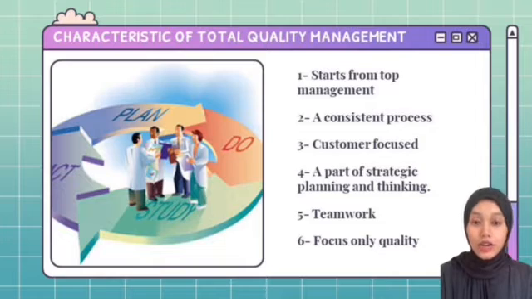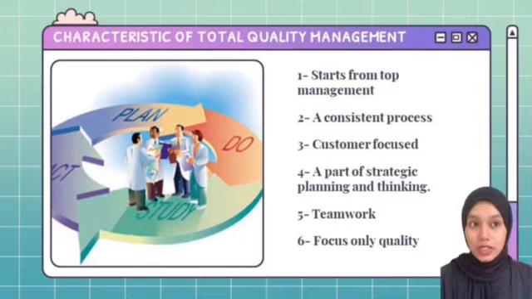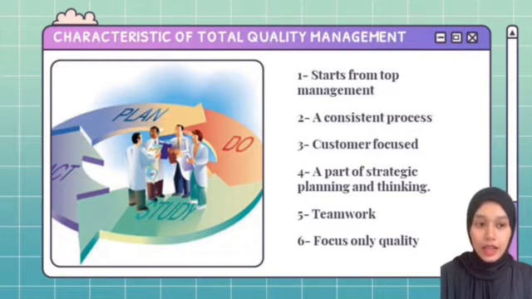Other than that is a part of strategic planning and thinking. Total quality policy is long-term planning. The quality policy must be part of strategic planning to get the desired result. Teamwork. Success in terms of standard quality is possible if the organization has a culture of team formation, so that employees have to work in a team by giving 100% effort in order to achieve the mission and vision of the company. And last but not least, the characteristic of total quality management is focusing only on quality.